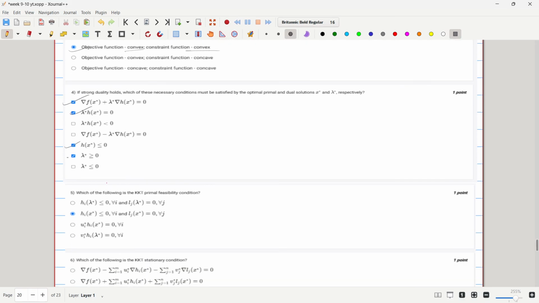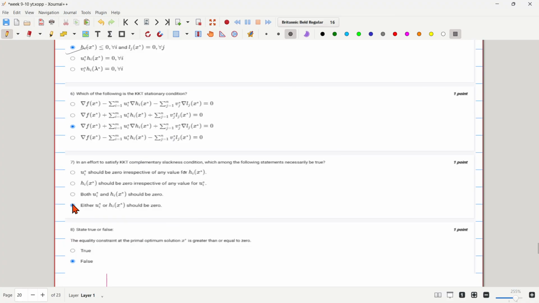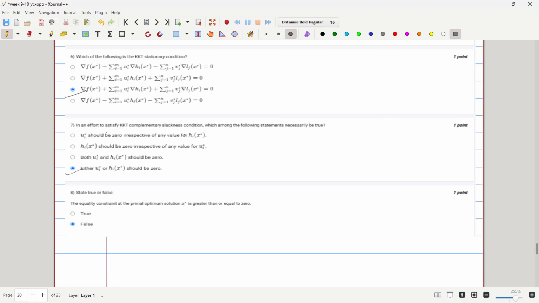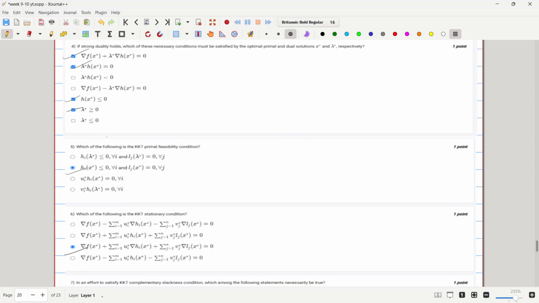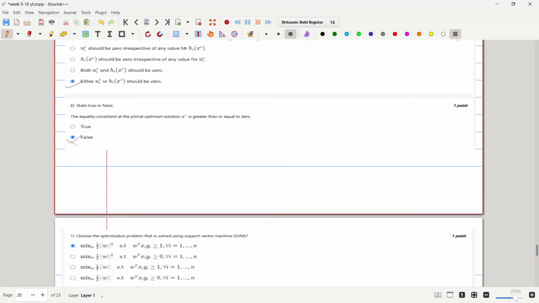Now, these four are the KKT conditions. Primal feasibility is hi less than or equal to 0 and gj equal to 0. This is the first condition, the stationarity condition. In an effort to satisfy the KKT complementary slackness condition, which among the following statements must necessarily be true? Either ui or hi should be equal to 0. Okay, this is the same as this question. The inequality constraint at the primal optimal solution x is greater than or equal to 0. False. It is less than or equal to 0.